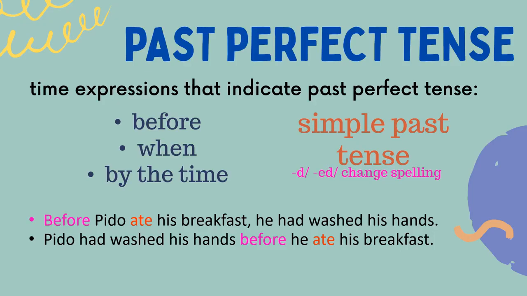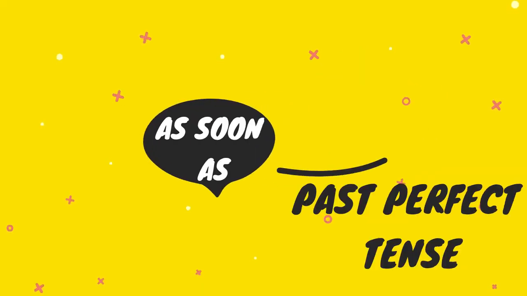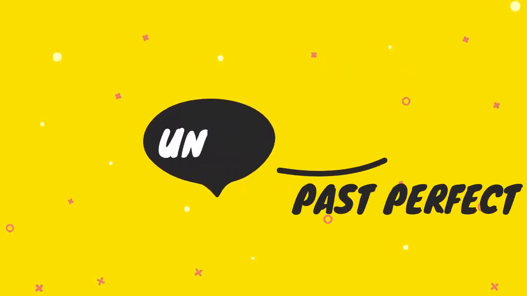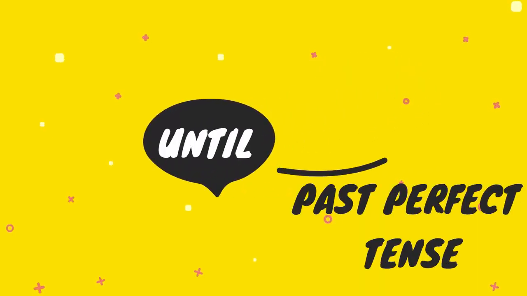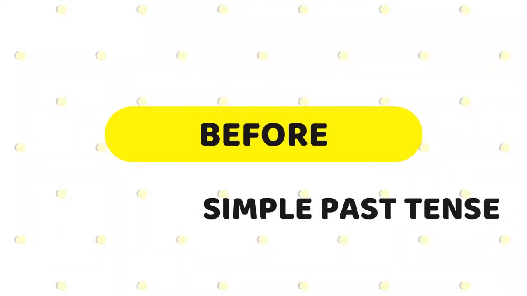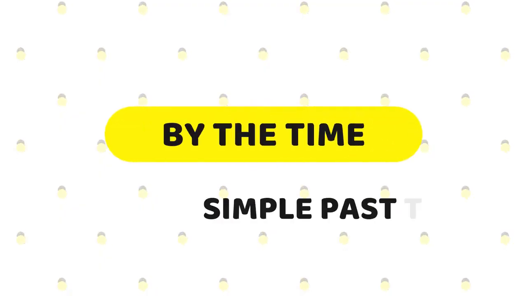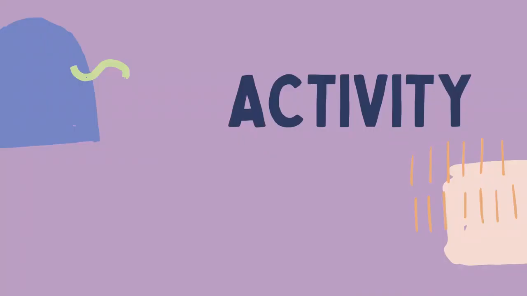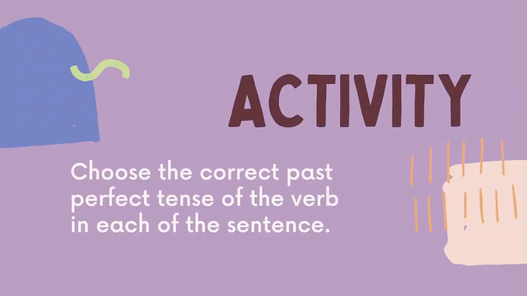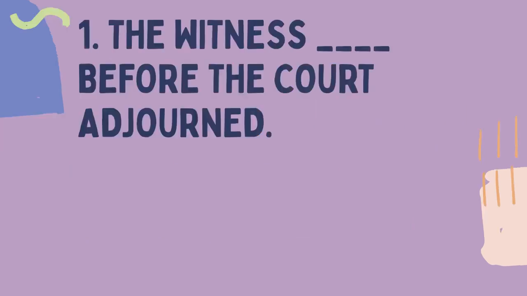Always remember that if we use the time expressions after, as soon as, the moment that, and until, it should be followed by the past perfect tense. While before, when, and by the time should be followed by the simple past tense. For your activity, choose the correct past perfect tense of the verb in each of the sentence.